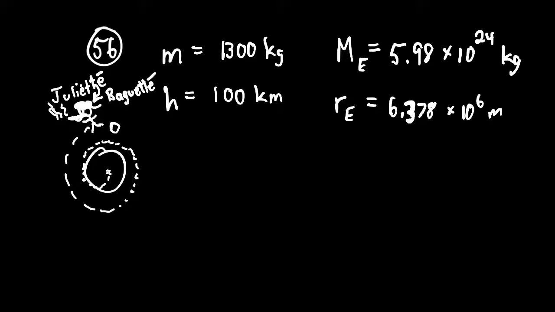So Juliet Baguette is on the artificial satellite that's losing energy due to friction. We need to calculate the initial orbital energy, gravitational plus kinetic, of the satellite, what's the final energy when the satellite hits the ground, and what is the energy change. So how do I find the total energy of something orbiting? The total energy is made up of gravitational energy plus kinetic energy.